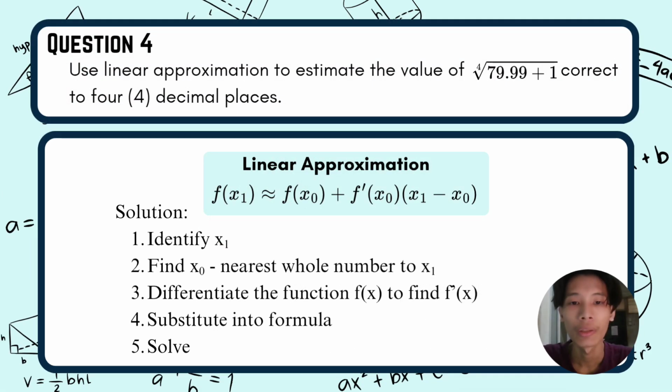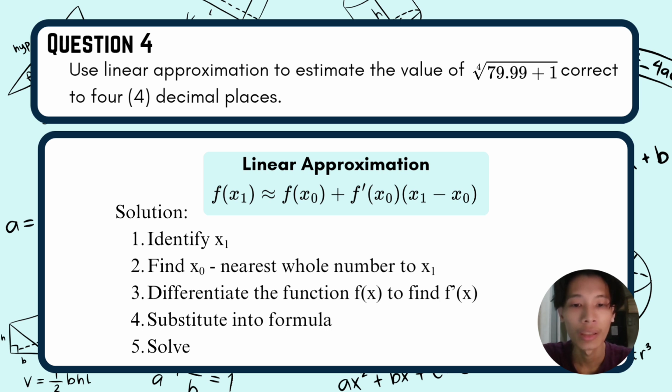Now, let's look at question 4. We are asked to use linear approximation to estimate the value of the 4th root of 79.99 plus 1, correct to 4 decimal places. Following are the formula and procedure used to solve this question. The formula is f of x1 approximately equal to f of x0 plus f prime of x0 times x1 minus x0.